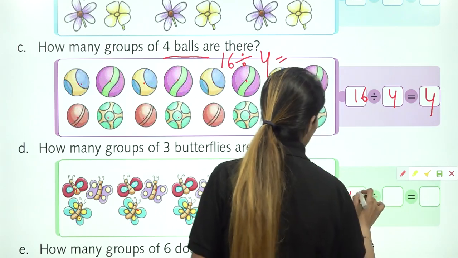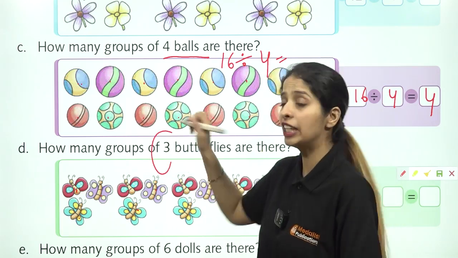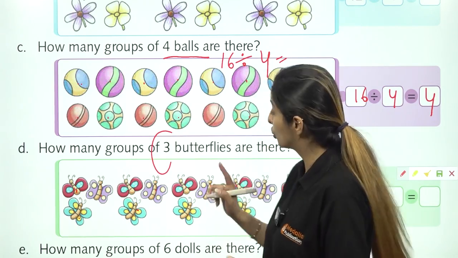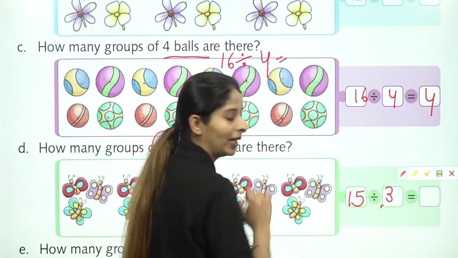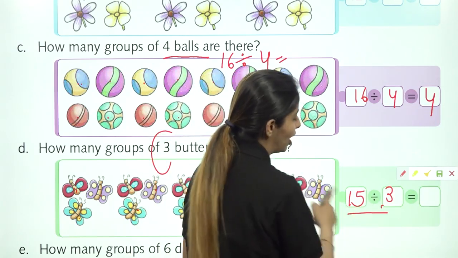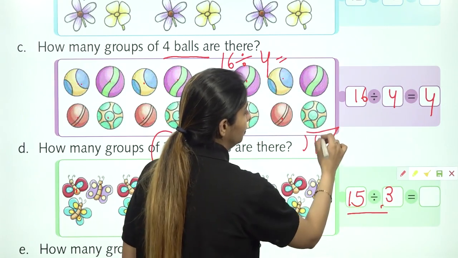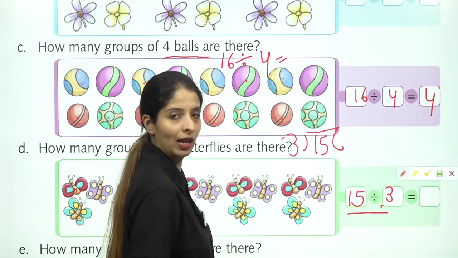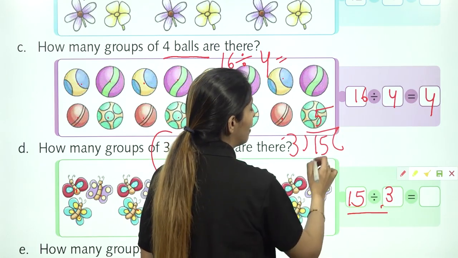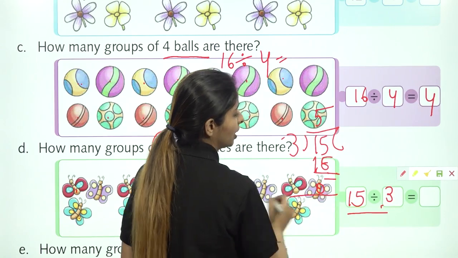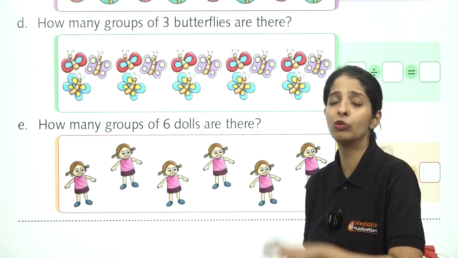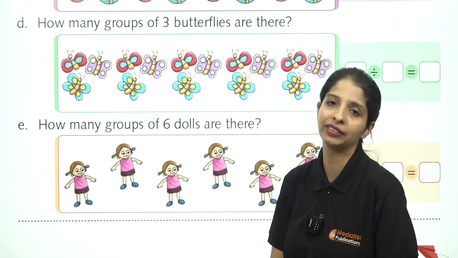So, we have 15 butterflies. Now, they are saying in each group, we want to put 3 butterflies. So, how many groups can be formed? So, we'll divide it by 3. 3 fives are 15. So when you divide 15 by 3, if you see 3 fives are 15, your answer will be 5. So you can form 5 groups in which there are 3 butterflies.